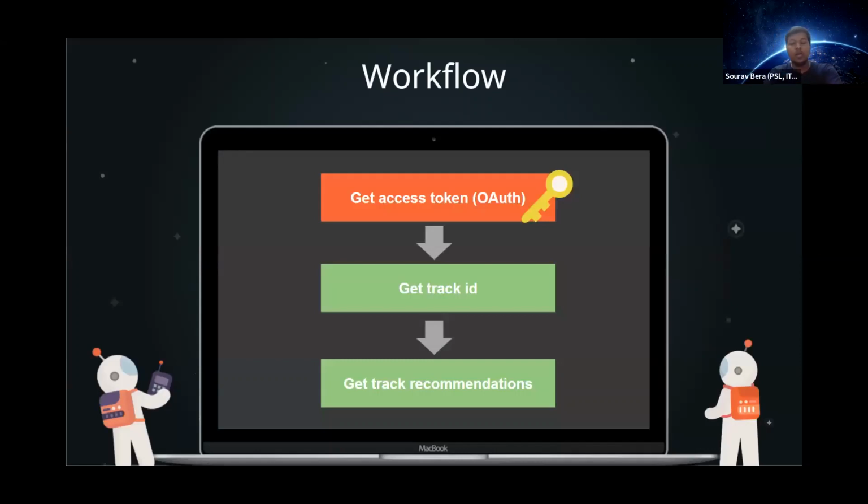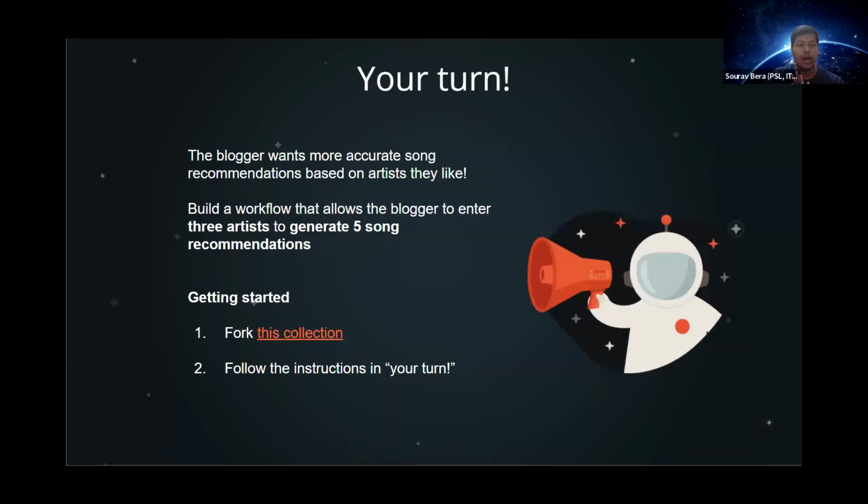Okay, so now it's your turn to create a recommendation system, again a workflow, with 5 song recommendations, and you can easily create it by forking this collection. Okay, Swastik, you can provide the link to the collection in the chat, and follow the instructions in the collection, and you will get it.